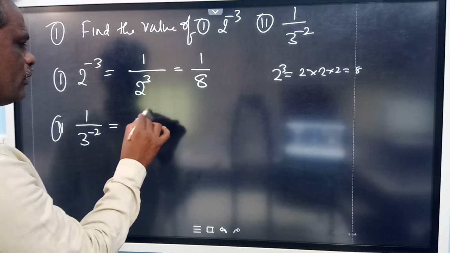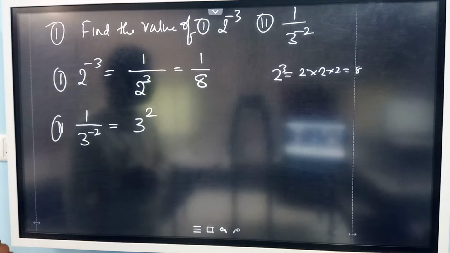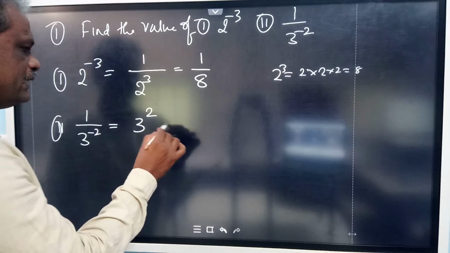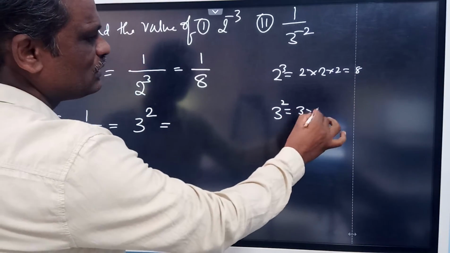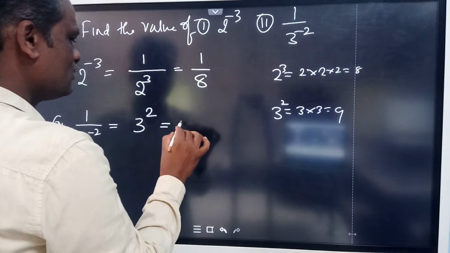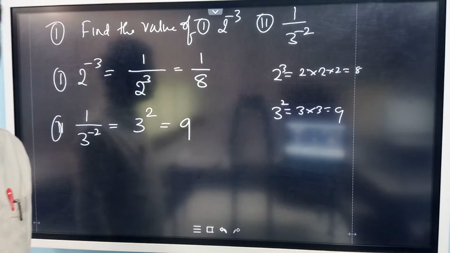So it becomes 3 to the power plus 2. Same thing, so the negative exponent formula only. So 3 to the power plus 2 means 3 into 3 square, which is 3 into 3, 9. So it is 9.